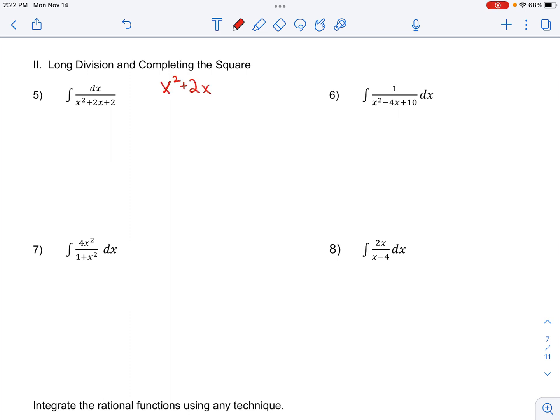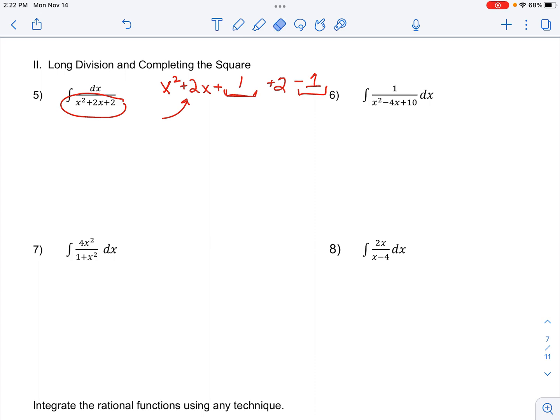So the way we're going to complete the square, if you remember, is we are going to be adding a number. And the way we figure out what number to add is we take half of the number in front of the x, half of 2 is 1, and we square it. 1 squared is 1. But this is the original problem. That 2 is still there, but if I just add 1, I've changed the problem.